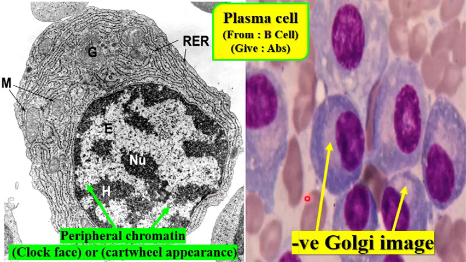Okay, what about electron microscope? Electron microscope shows peripheral chromatin. This peripheral chromatin is arranged inside the nucleus in a clock face manner or cartwheel appearance. So electron microscope of plasma cell has the most characteristic feature, which is the arrangement of peripheral chromatin inside the nucleus, which is clock face or cartwheel appearance.